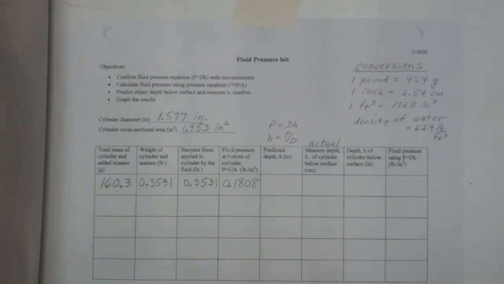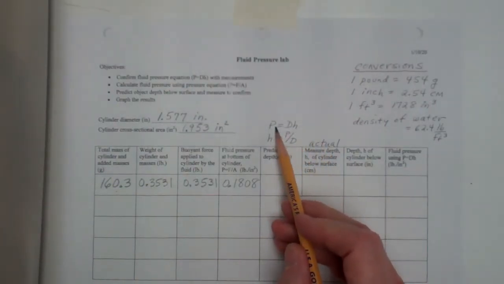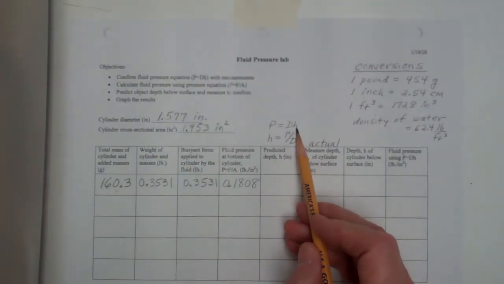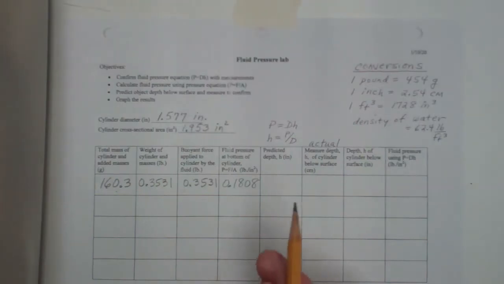Okay. So then what you can do is now you can make a prediction before we actually put the floating object in the fluid. Well, how deep should it be? And so you use the fluid pressure equation. Pressure equals density times depth, which is H. Solve for H: pressure divided by density.